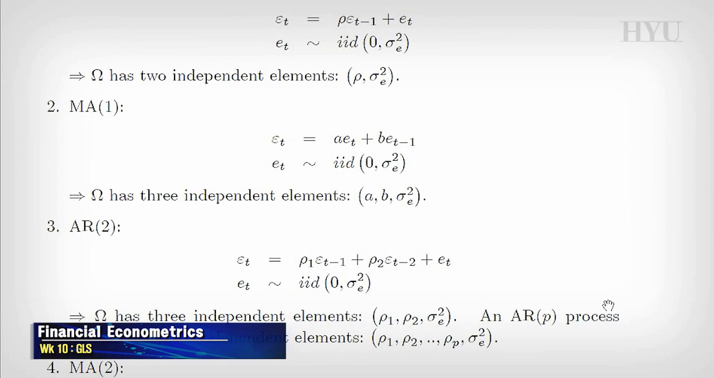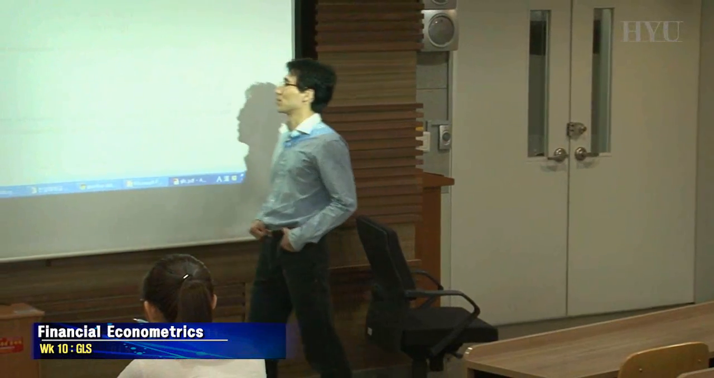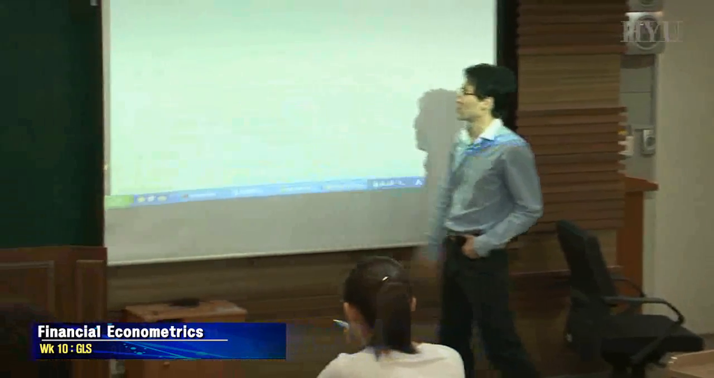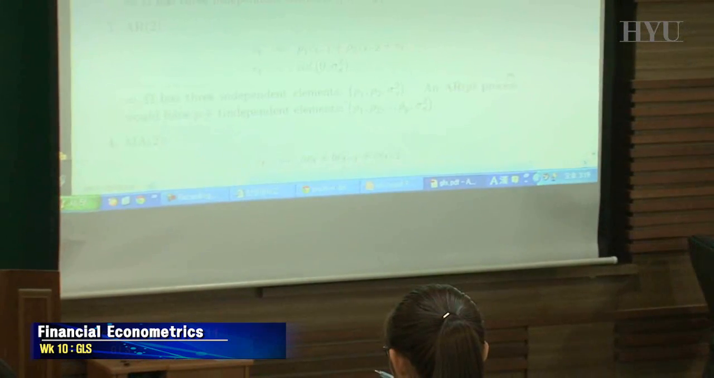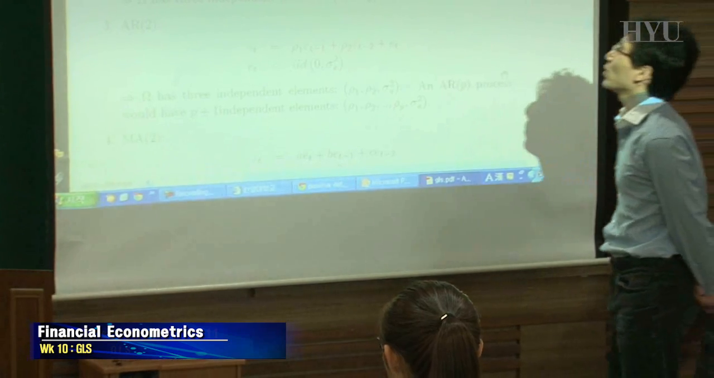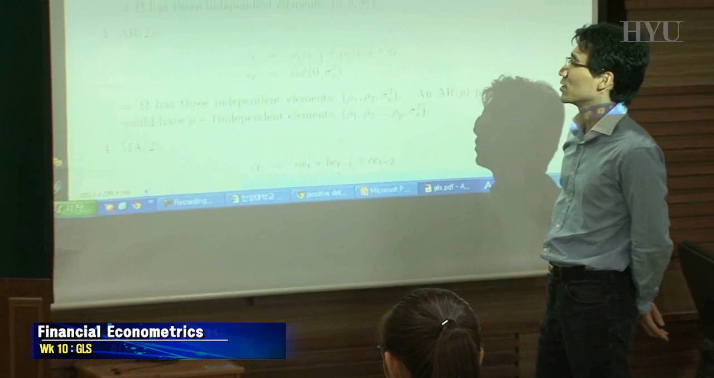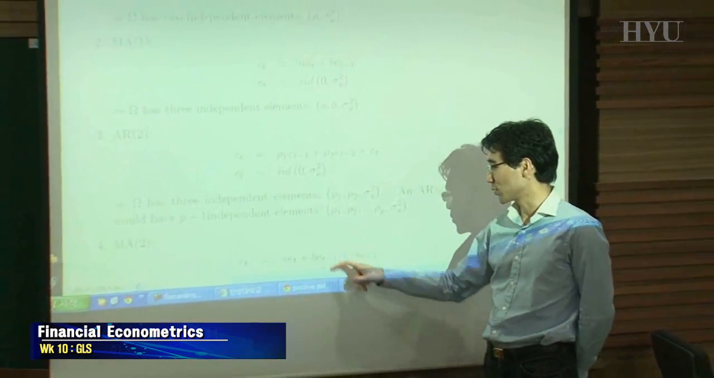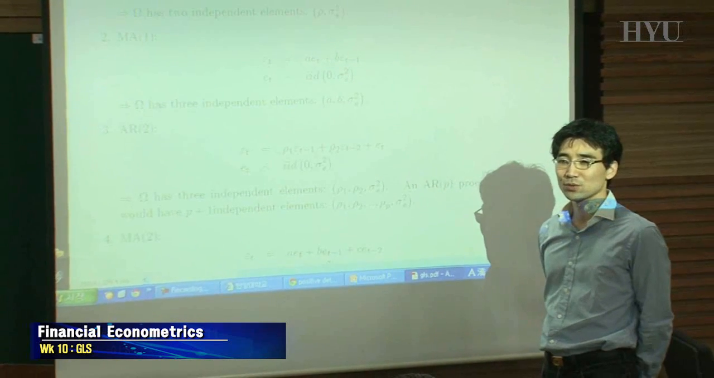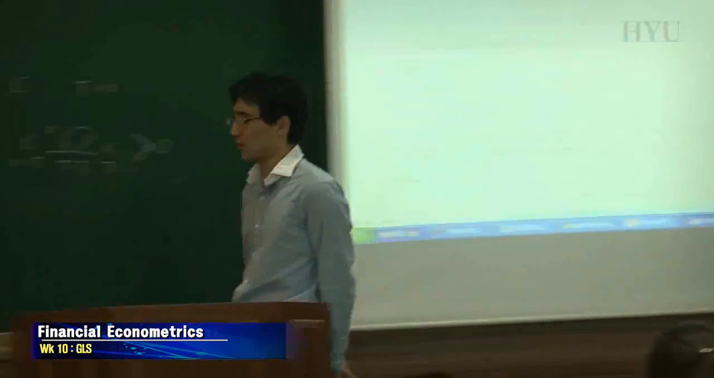The MA1 case is still similar. In this case, omega has 3 independent elements: this one, this one, and this one. If we know these, then we can recover the AR2 process. For the MA1 process, we have unknowns this one, this one, and this one, so again 3 independent elements. For MA2, we have this one, this one, and the variance of the white noise, with 3 independent elements.